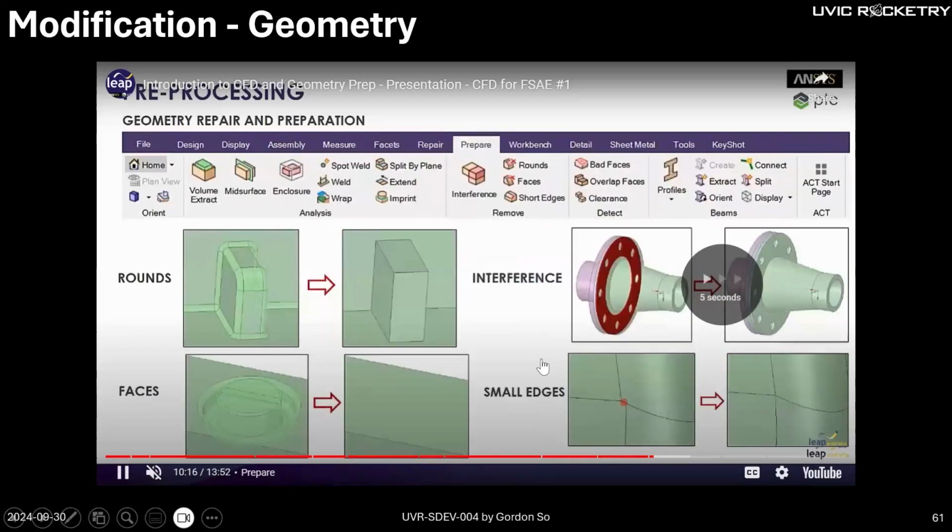And then some modifications for certain things would be, like, do I care about the fillets? Maybe I don't. Maybe something like zero geometry, a good example would be for an FSAE car.